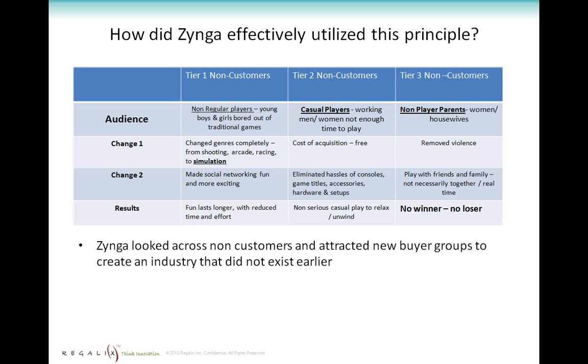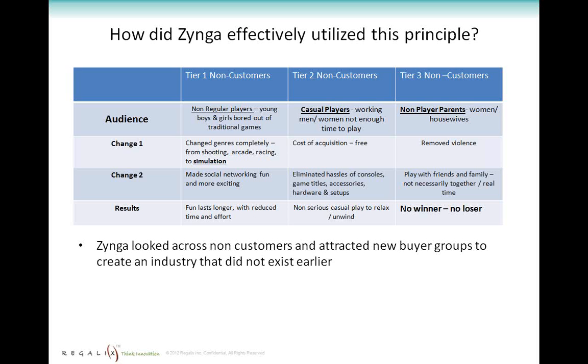To acquire Tier 1 non-customers, Zynga changed the genre of the game completely. From the traditional shooting, arcade games, and racing games, it changed to simulation. And the second change that it made was it made this game available on social networking platforms, which made social networking more fun, more exciting. As a result, Tier 1 customers felt that their fun lasted longer, and they had to encounter lesser effort and time.